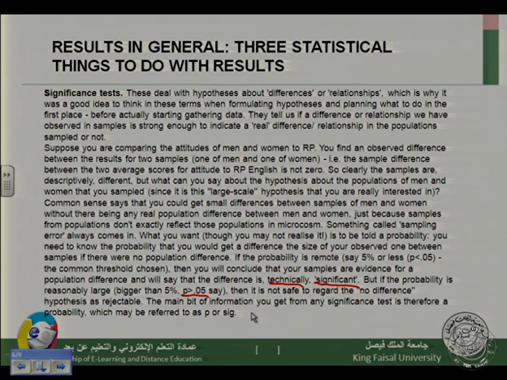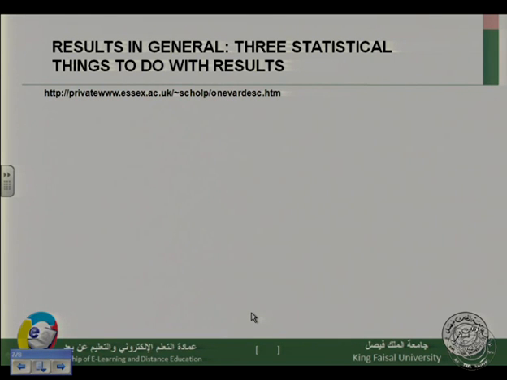You can have what is called the null hypothesis. This is just for more information. The null hypothesis is that there is no difference. You get an equal 50% for men and 50% for women. So there is no difference in your research. So this is about results.